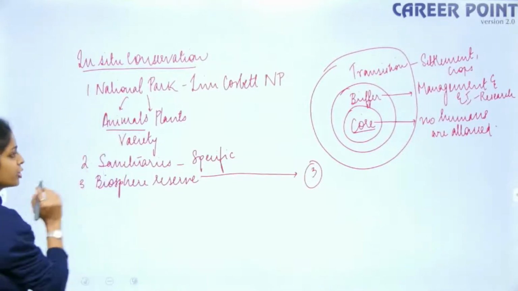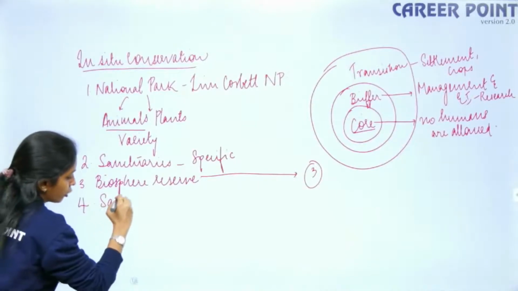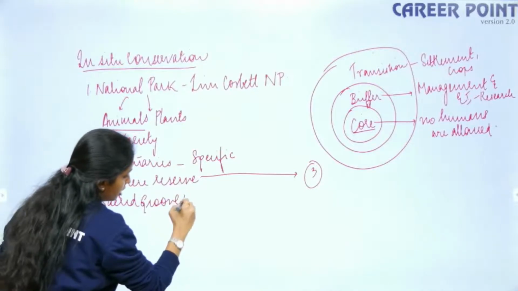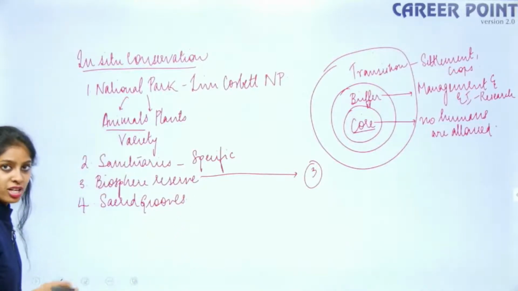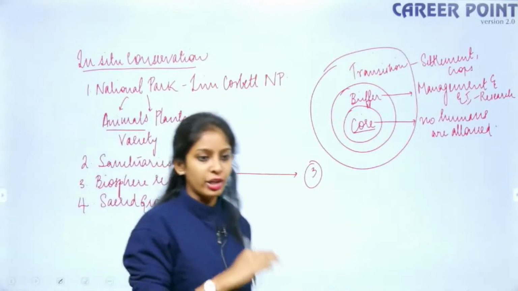This is your biosphere reserve. So these are in situ conservations. And number 4, you have sacred groves, like the Aravalli hills of Rajasthan and some hills of Meghalaya. They come under your sacred groves.